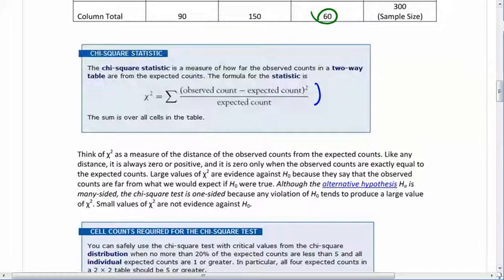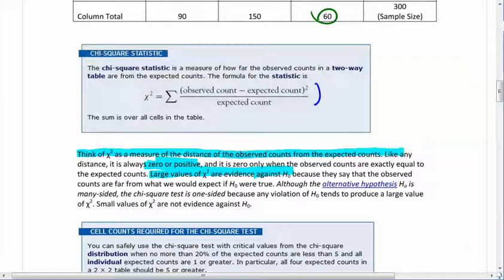Think of chi-square in this paragraph here as the measure of the distance of the observed counts from the expected counts. Okay, it's a distance. It's either 0 or positive. There are no negatives here for chi-square. Large values are evidence against H0. The larger your chi-square is, the more evidence that you have that there's some sort of relationship between the categorical variables in your two-way table.